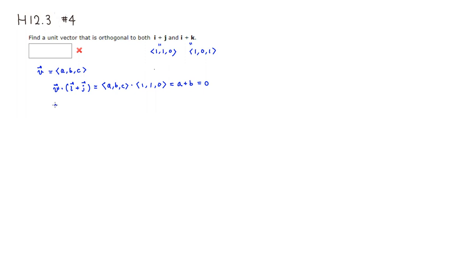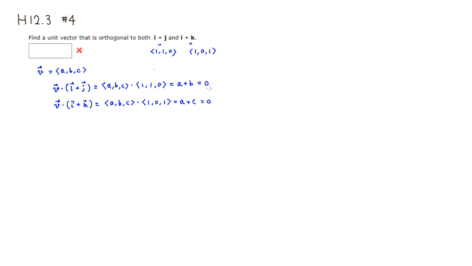And then we do v dot i plus k. This is a comma b comma c dotted with 1 comma 0 comma 1. This is going to be equal to a plus 0 plus c, so this is equal to 0.